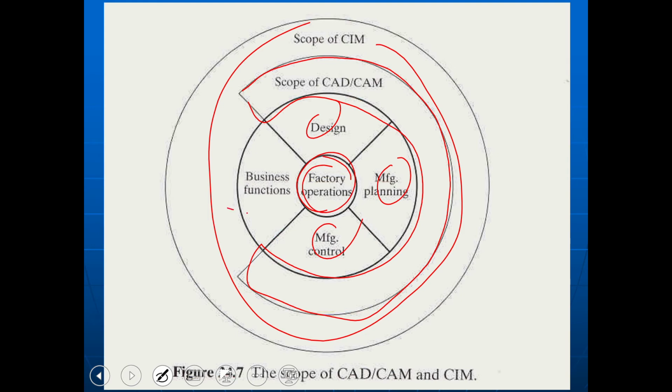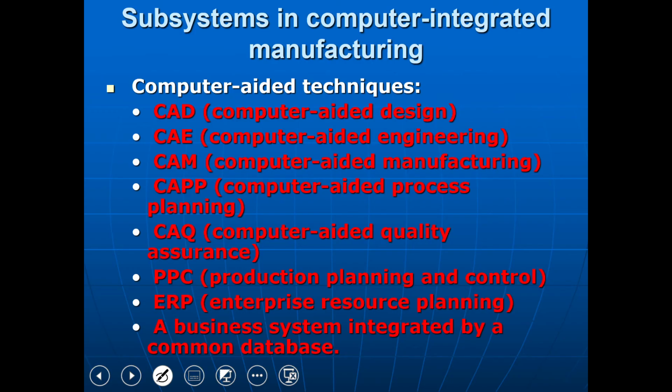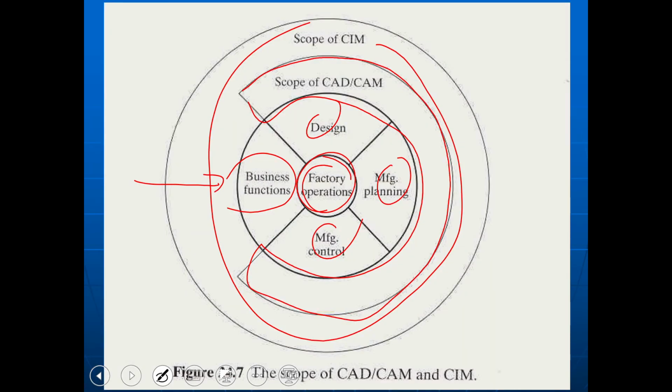But for the business function, they always use it for the enterprise, different from the scope of CAD and CAM. They use enterprise planning, business system integration with a common base, and then ERP, enterprise resource planning. So this will also communicate with the factory operation, with the design, with the manufacturing control, to monitor, to get the data, to make sure the production can run.